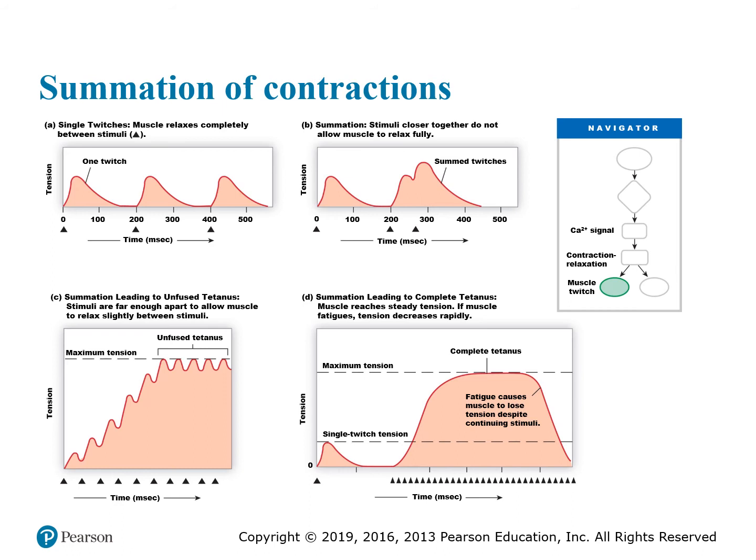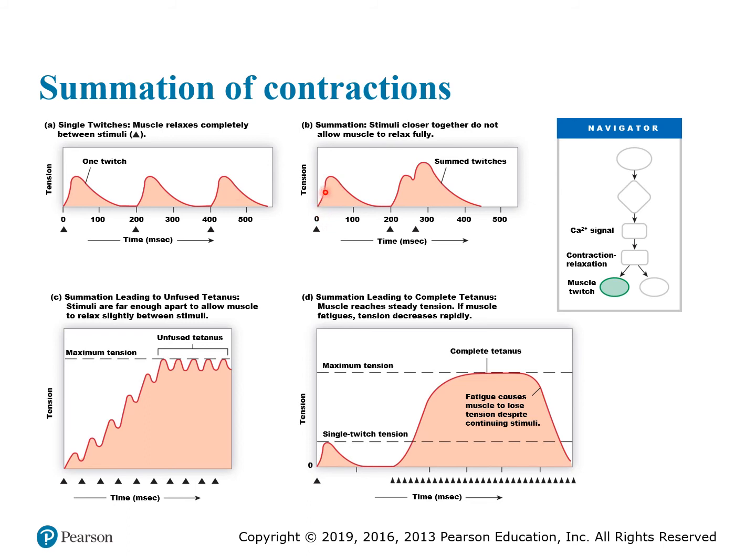So let's first take a look at single twitches right here. You can see that on the x-axis you are graphing time, and on the y-axis is the muscle tension, or basically the force of the muscle contraction. A twitch is basically a muscle contraction. So between each twitch, if you have enough time, you can see the muscle is fully relaxing before it goes ahead and starts another twitch.